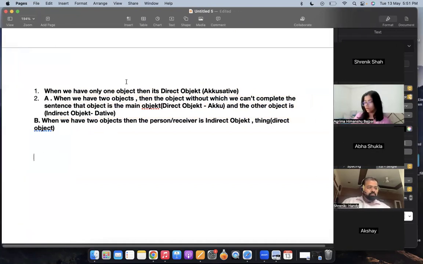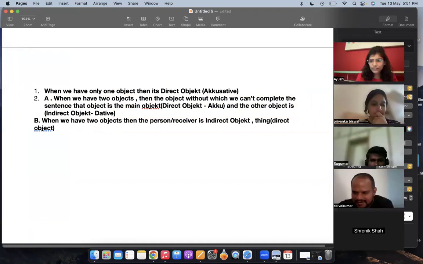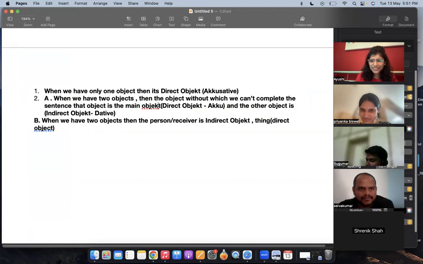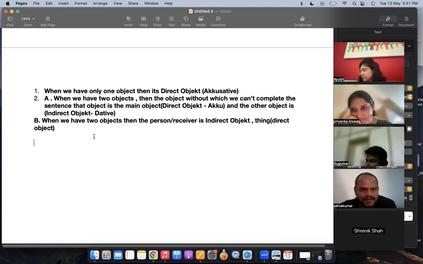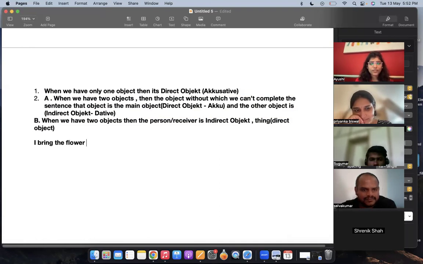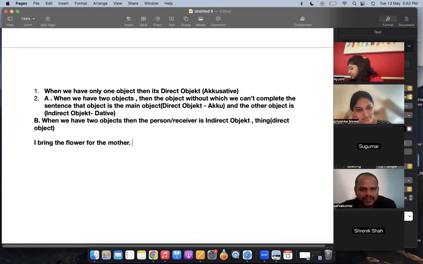Actually, Priyanka is confused about the subject, the first object and the second object. I don't understand your question. Sorry, what did you say? You gave one example, right? I bring the flower for the mother. Yes, there are two objects. So which one is the first object and which is the second object?